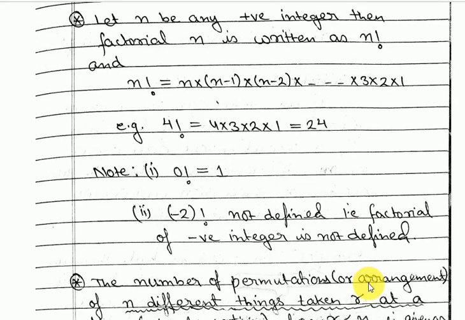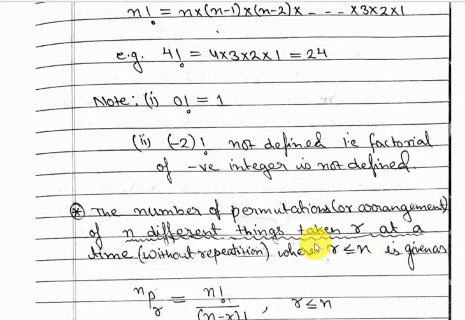Now let us see the formula for permutation. So these things we had already seen when we were doing binomial, so it's simply a recall. Let n be any positive integer, then factorial n is written as n and an exclamation mark. N factorial means this, you have already seen in the binomial theorem. So factorial 4 will be 4 into 3 into 2 into 1 equal to 24. Factorial 0 is always 1. Factorial of a negative integer, like minus 2, is not defined.